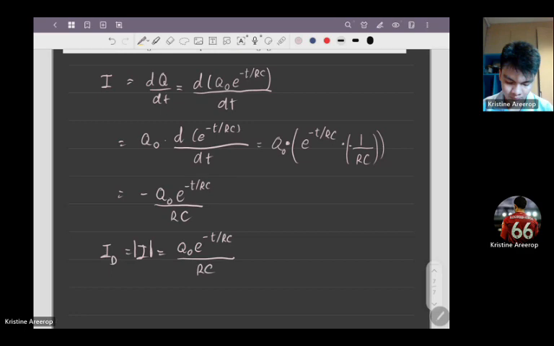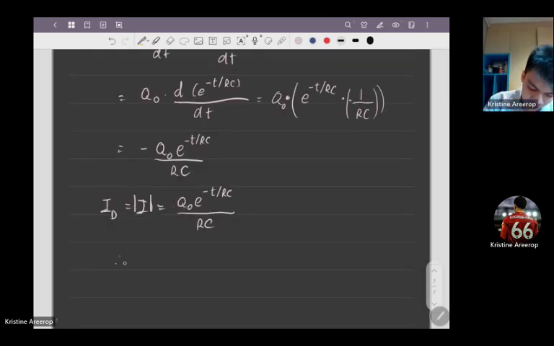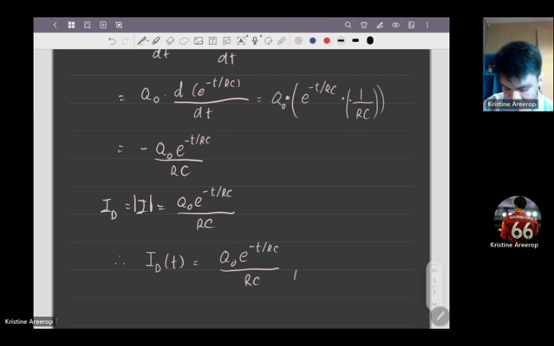Then ID in time t equals Q0 e power negative t by RC, and then by RC again.